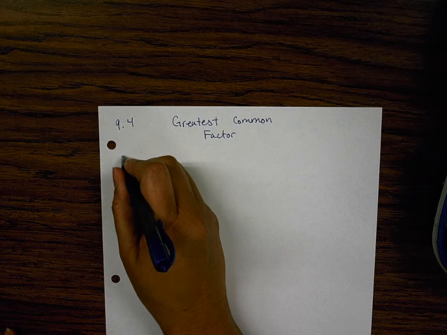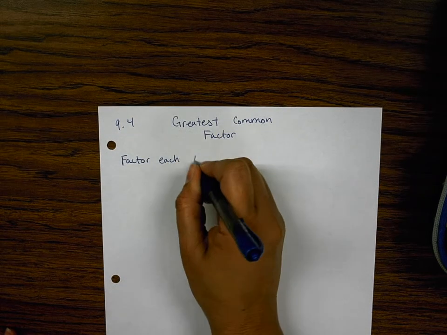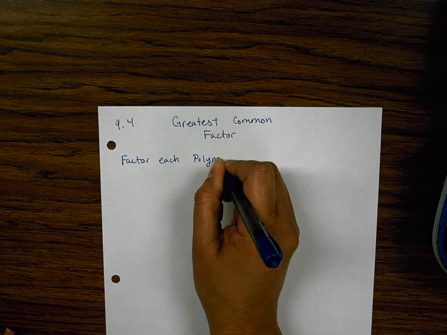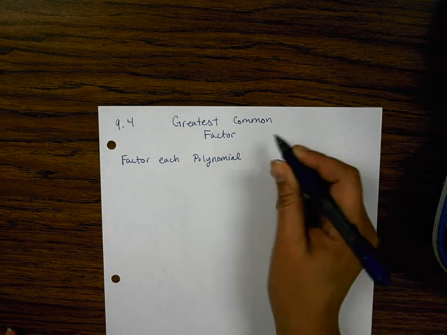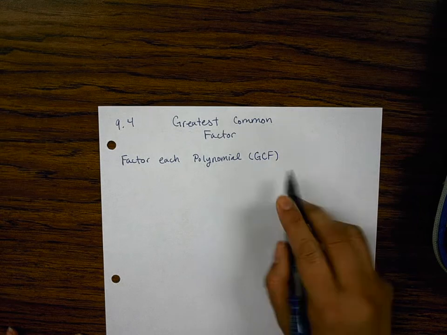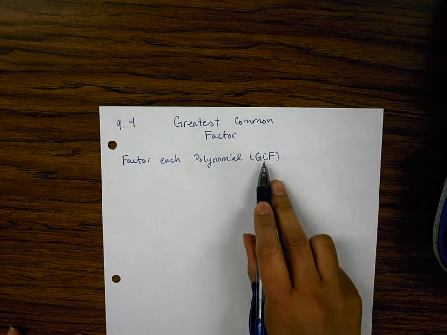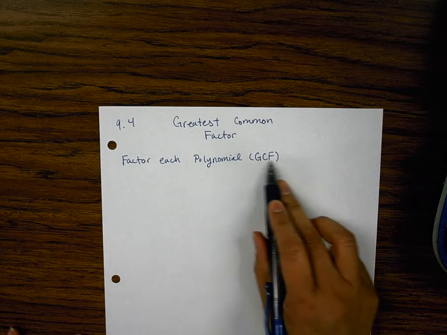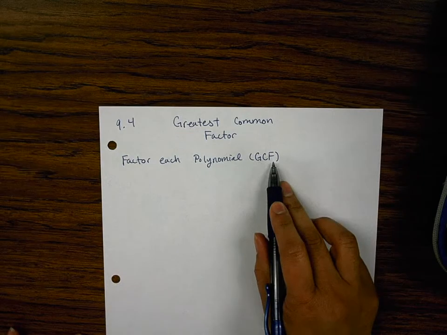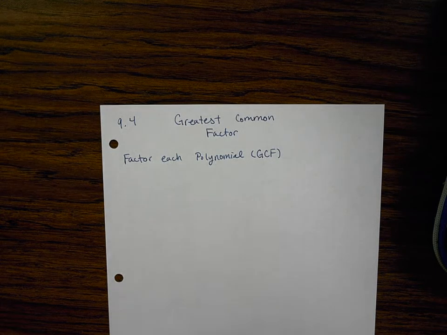Okay, I'm going to put here: factor each polynomial, and I'm going to put in parentheses GCF. What does GCF stand for? Greatest common factor. So all we're going to be doing today is factoring using the greatest common factor. There will be other factoring methods eventually, but for today, it's just the greatest common factor.